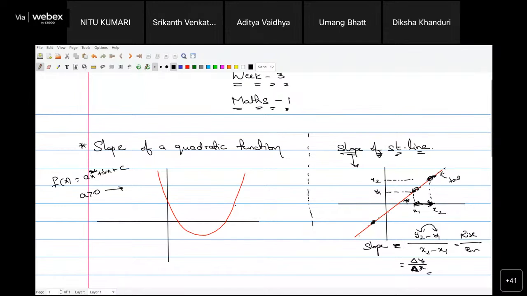But here it will be different. If you want to see the slope here, if I move from here to here, this is x1. Suppose this is x2. If I move from x1 to x2, the change in y will be more when compared to here. So let us say x3, x4.